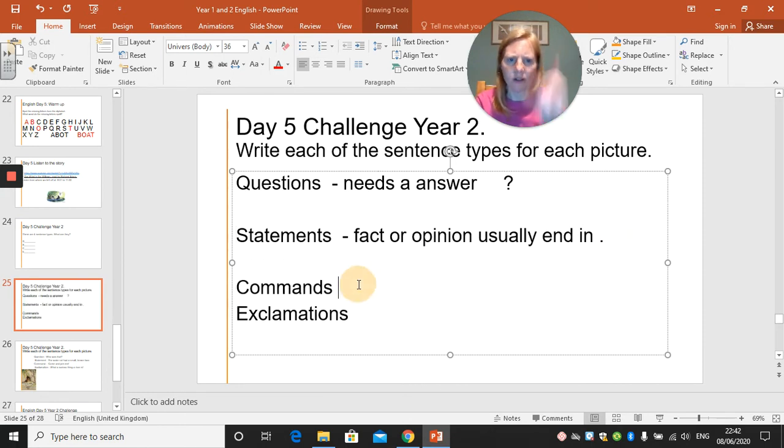Then we have our commands. This was our symbol for commands. We were wagging our fingers. We were telling someone how. Commands usually, not always, but usually start with that imperative verb. That's that bossy verb to do something.